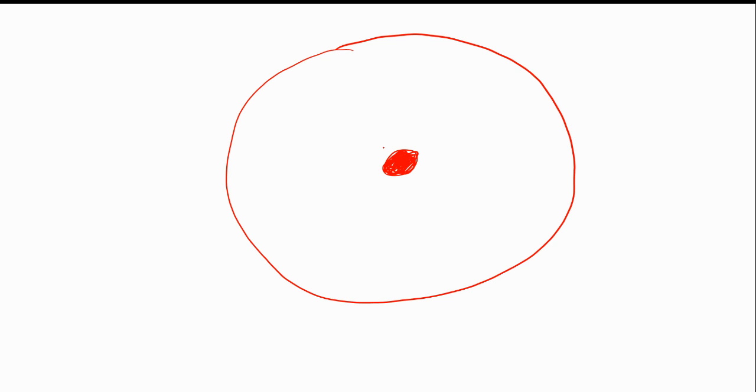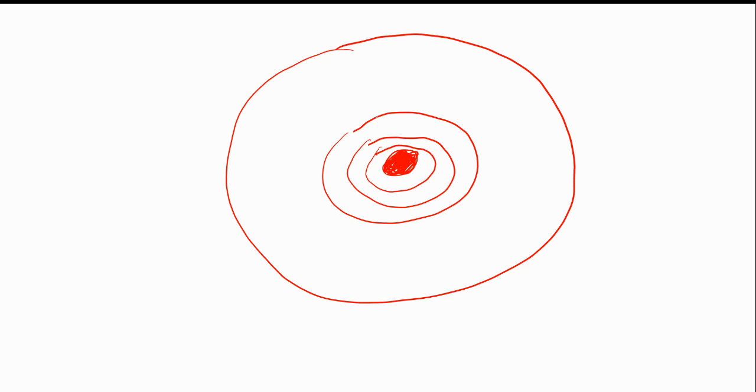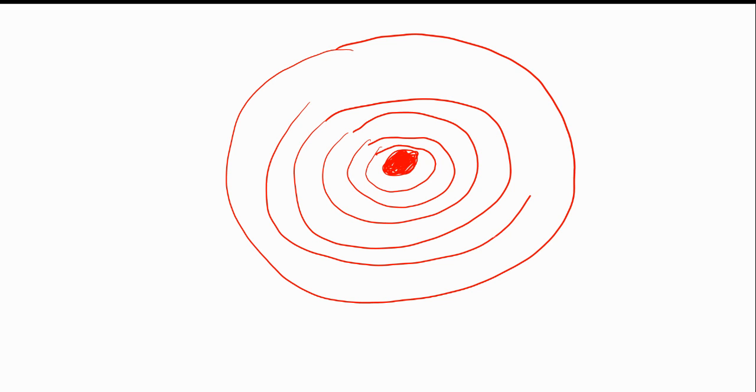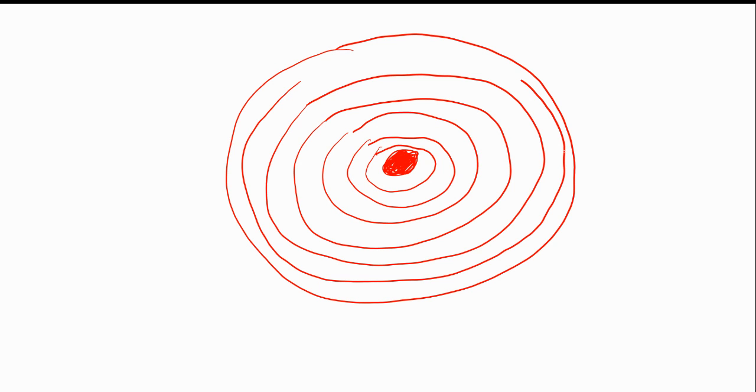But then surrounding that central canal, you have these concentric circles. Remember, I compared them to rings on a tree, right? These rings on a tree are called the lamella. So each layer is lamella.